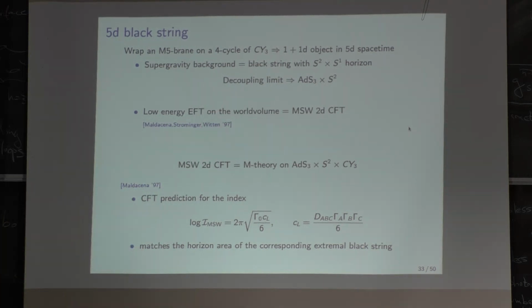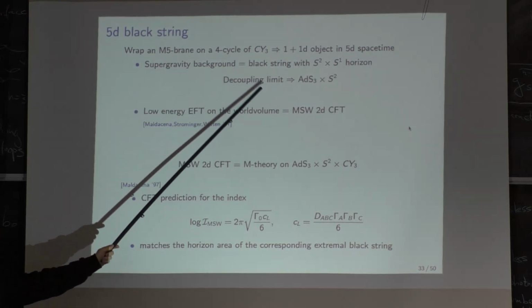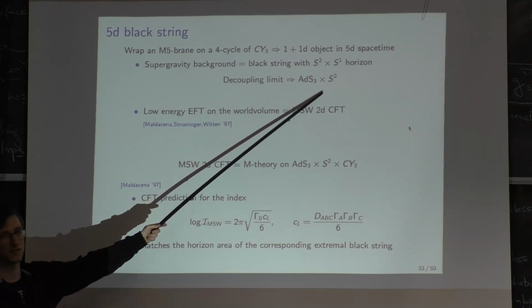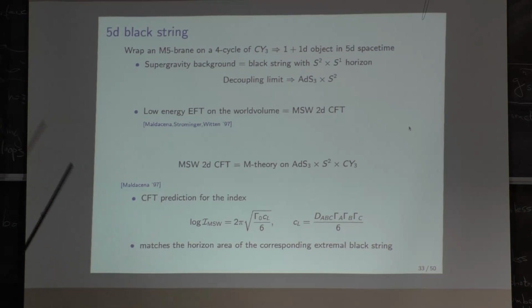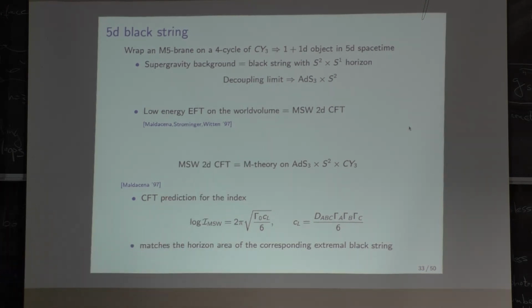Now, using the usual AdS/CFT logic, this object can either be viewed from the supergravity perspective as a black string with the near horizon region given by AdS3×S2, or it can also be described by a low energy effective theory that lives on the world volume of these membranes. And this is known as the MSW 2D CFT.